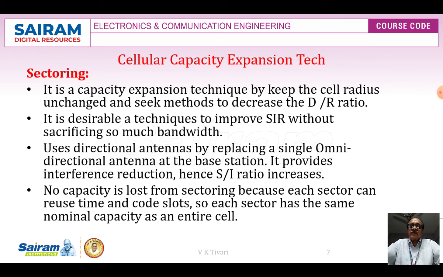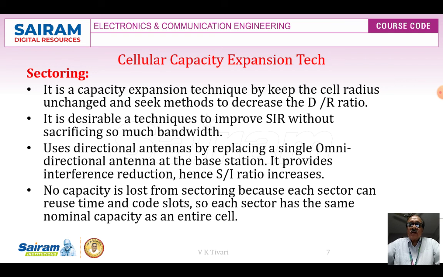Cellular capacity expansion technique: sectoring. Sectoring means we are dividing one cell into many smaller cells, micro cells or mini cells, and that is known as sectoring. It is a capacity expansion technique that keeps the cell radius unchanged and seeks to decrease the D/R ratio. We'll discuss later how exactly this D/R ratio works. D is the reuse distance, and R is the radius of the cell.